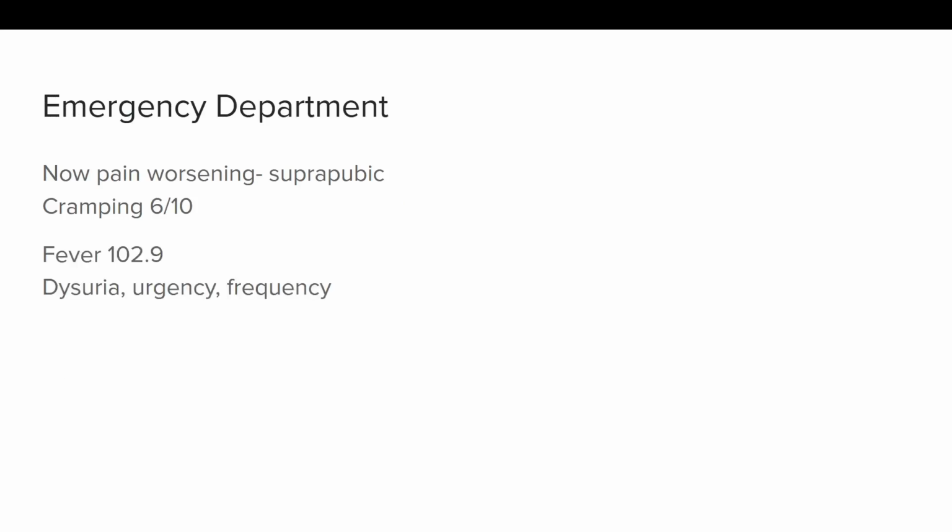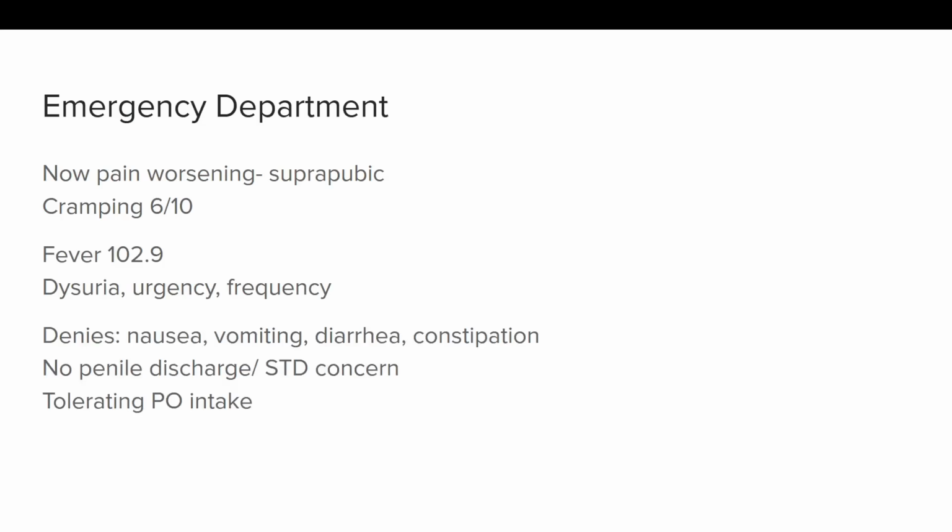He was seen in the emergency department a few days later with worsening suprapubic pain, which he characterized as cramping, 6 out of 10. He had a fever at home of 102.9 with dysuria, urgency, and frequency. He had no nausea, vomiting, diarrhea, or constipation, no penile discharge or STD concerns. He was not sexually active. He was tolerating oral intake.